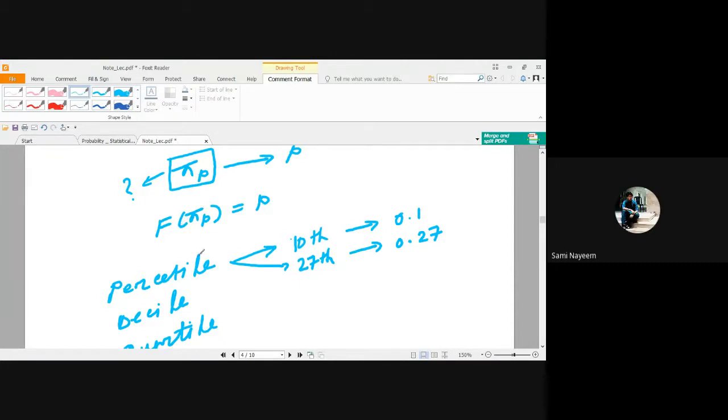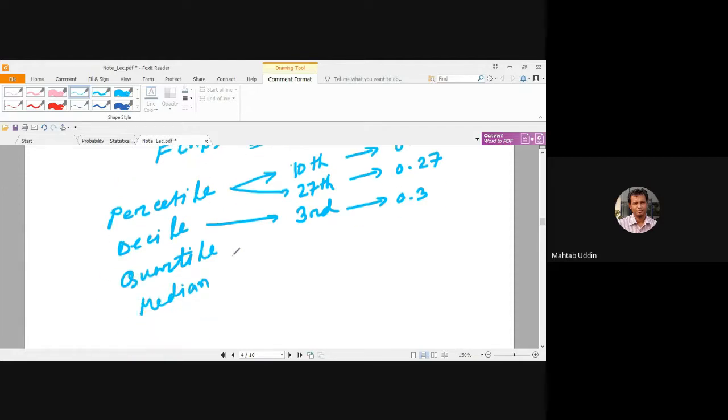Yes, sir. Like decile. Decile means every 10%. So first decile means 10%. Second decile means 20%. So what is the third decile? 0.3, because 0.3 is 30%, so its probability will be 0.3. So if someone asks you to find the third decile, you have to put p equal to 0.3. And after solving this, you will get phi of 0.3.